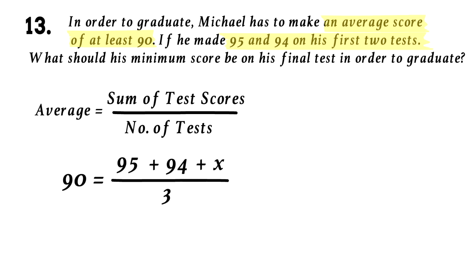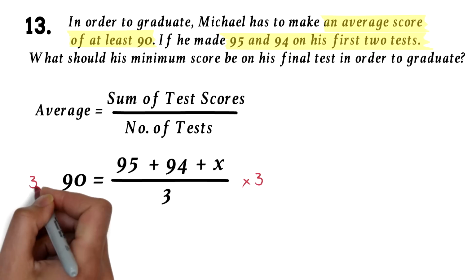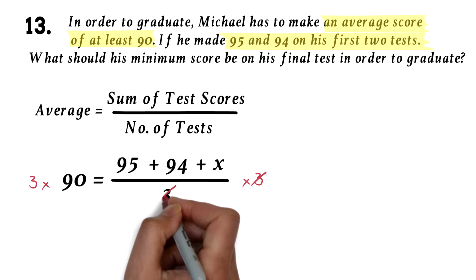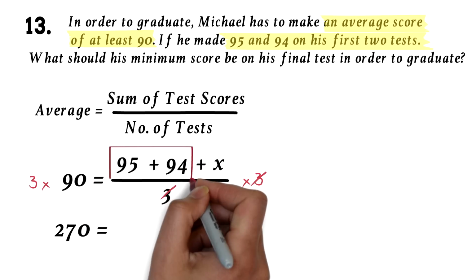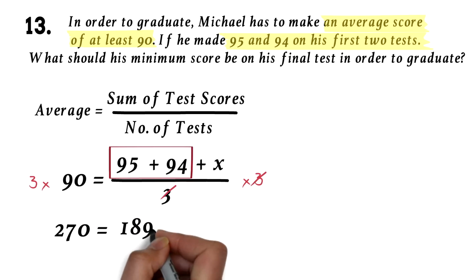It's quite common on the GED. Okay, let's solve it. Since the 3 is dividing, we can multiply both sides by 3. This 3 will cancel out. 90 times 3 is 270. Now let's add this. 94 plus 95 is 189.